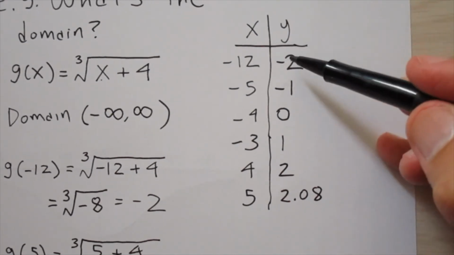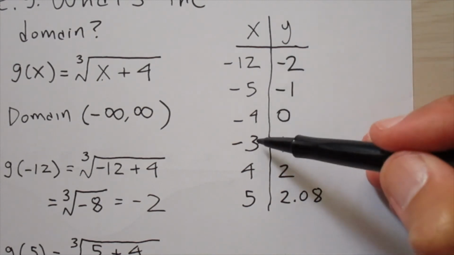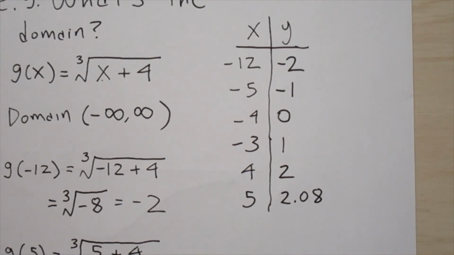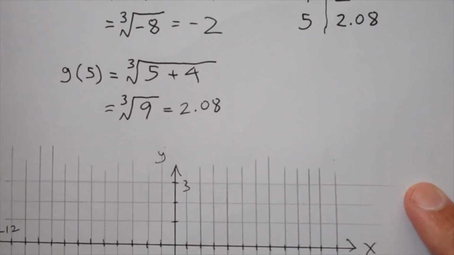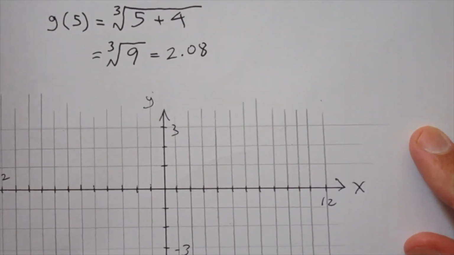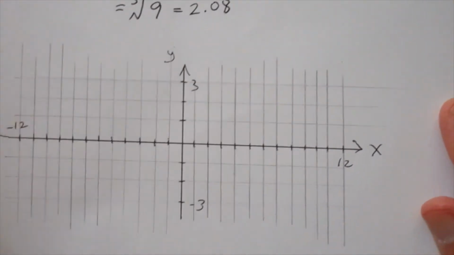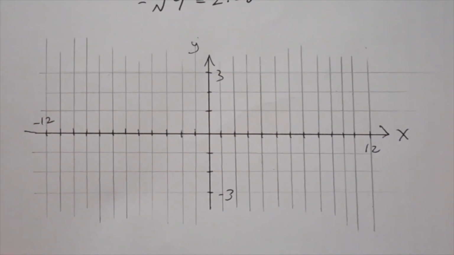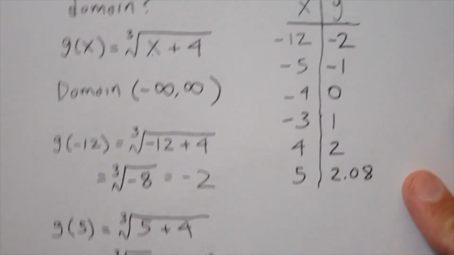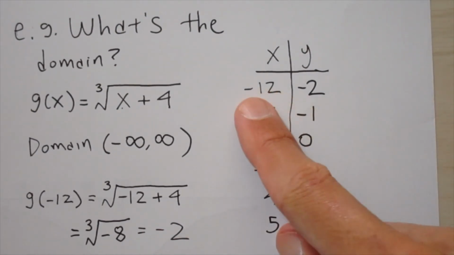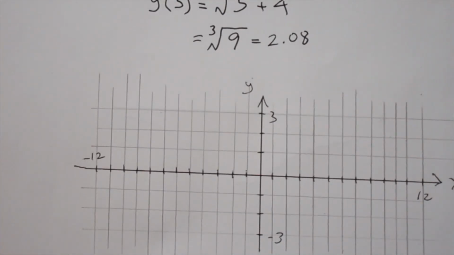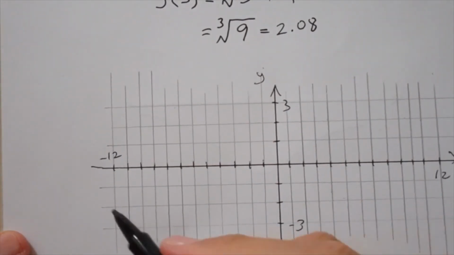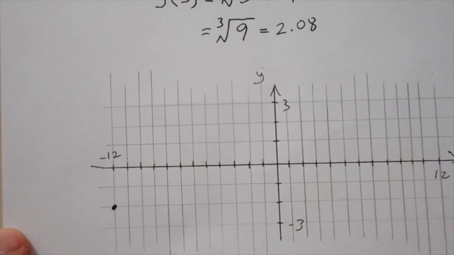So how many points do I have? 1, 2, 3, 4, 5, 6. 6 points. So let me graph this thing then. Here's some graph paper I threw together really fast. See the graph paper here? What are the points that I've got? Negative 12, negative 2, so where's that? Negative 12, negative 2 would be there.